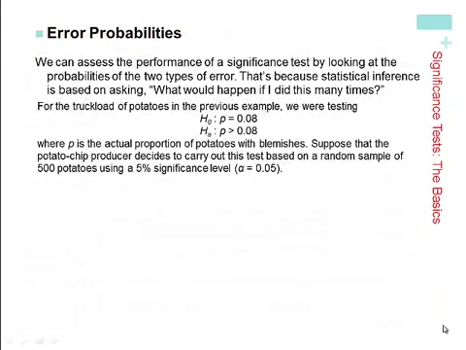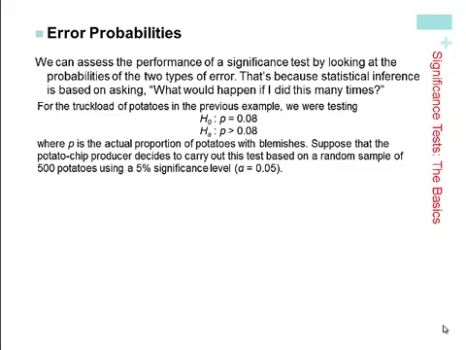Trying to calculate the probabilities of committing these errors can be difficult, especially when you're looking at the type 2 error. We can assess the performance of a significance test by looking at the probability of the two types of errors. That's because statistical inference is based on asking what would happen if we did this many, many times.